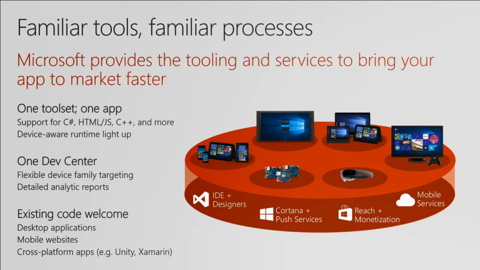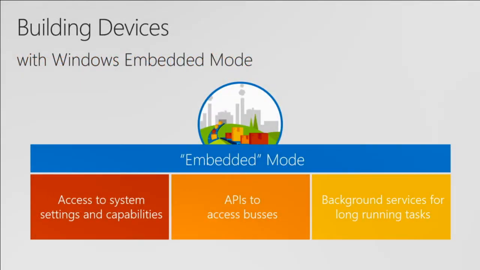And if you happen to be running the IoT Enterprise SKU of Windows, then your legacy applications will also work on this device. So when you build a device, one of the things that you really often need is access to hardware. Previously, if you want to access things like I2C bus or access low-level system components, you need to build your own driver.